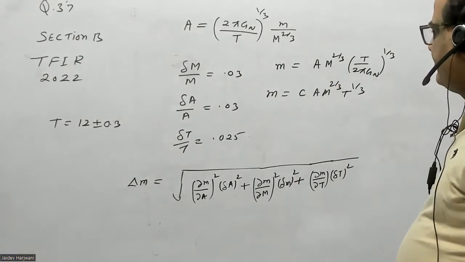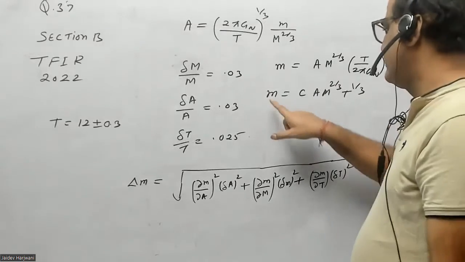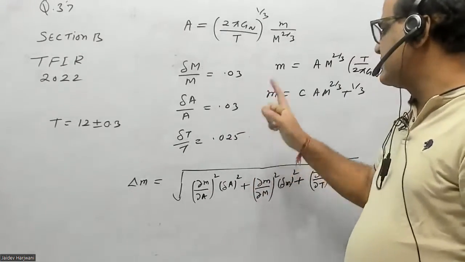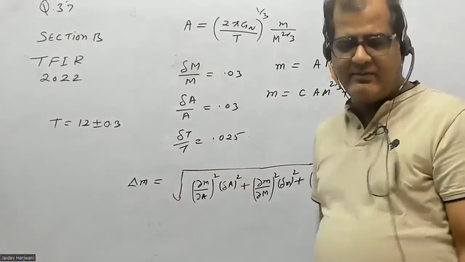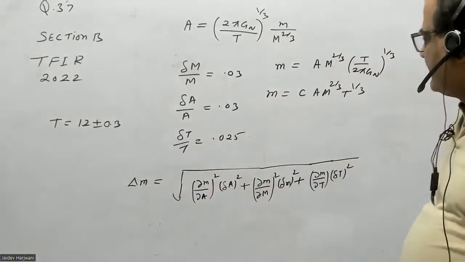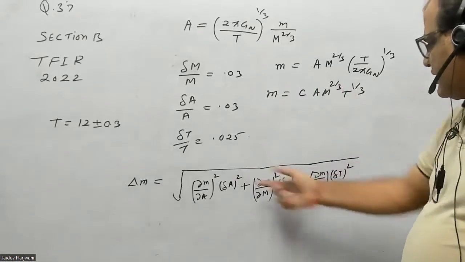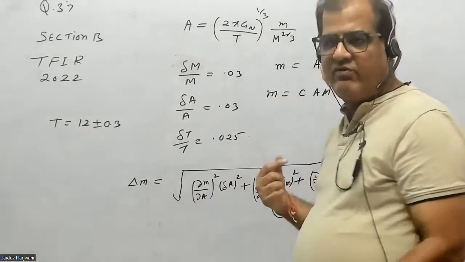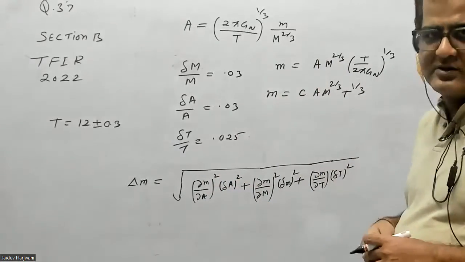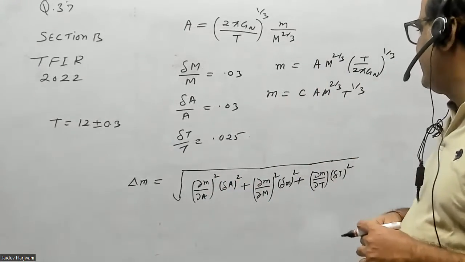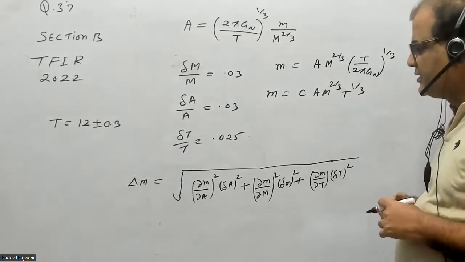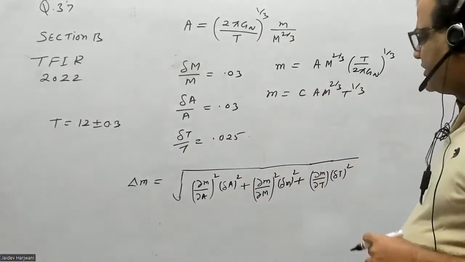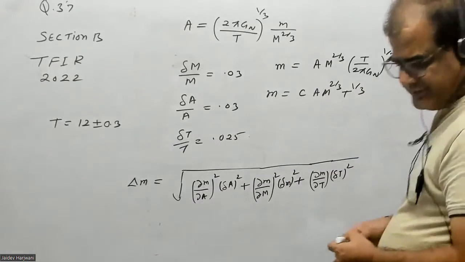So the error in the measurement of m in percentage is given by the variance delta m, because m depends on A, M, and T. I can use this expression to calculate delta m, assuming there is no correlation between A, M, and T, because no relation is given between them. So they are independent errors, and they will propagate by this formula. Let us calculate these values now.